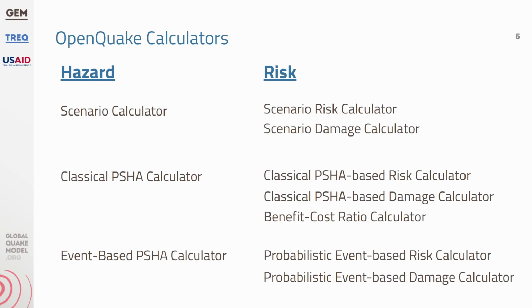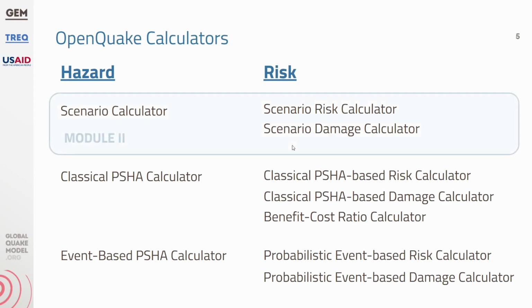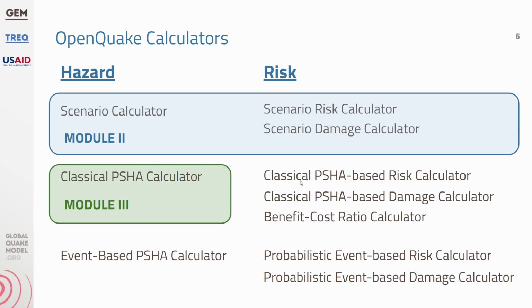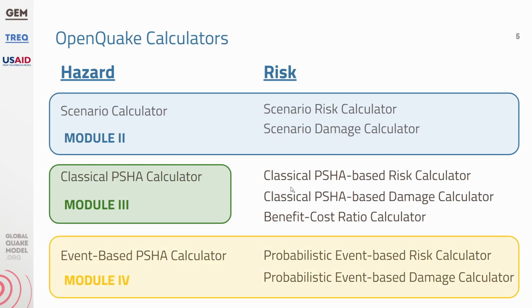In Module 1, we mentioned the different OpenQuake calculators to estimate hazard and risk. Module 2 focused on the calculators for the earthquake scenarios, while Module 3 focused on the classical PSHA calculator, covering the hazard component. In today's session, we are going to concentrate on the event-based risk and damage calculators. This is the calculator used to generate the global risk map of the GEM Foundation and all the risk country profiles that are available on the GEM website. We are providing a link to all those websites and all that information in the video description as well.